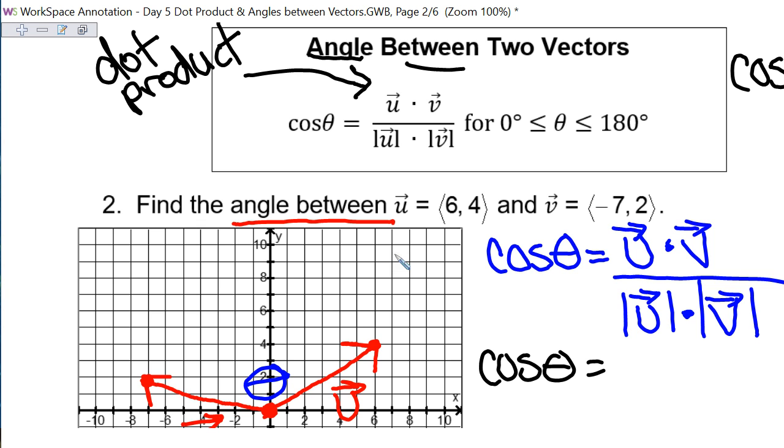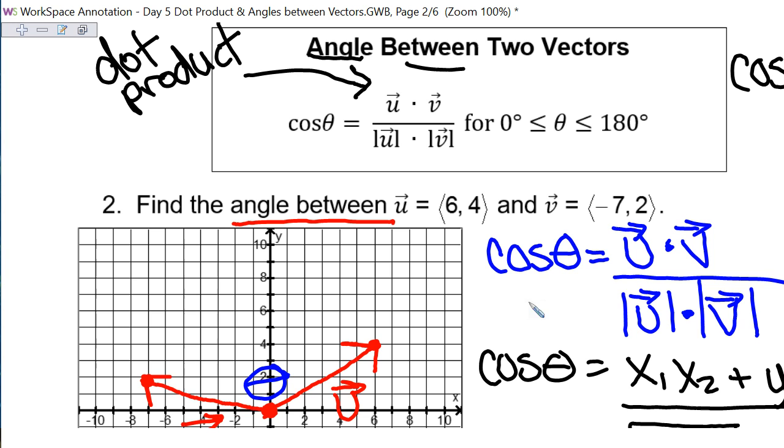Now again, for our dot product, we said you could just do x1 times x2 plus y1 times y2. Let's just go ahead and switch these to formulas. And what's the formula for magnitude? Square root of x squared plus y squared. So now let's switch over to formulas. You're supposed to have already memorized the magnitude formula, the square root of x squared plus y squared, if your vector is in component form. Okay, so let the math fun begin.